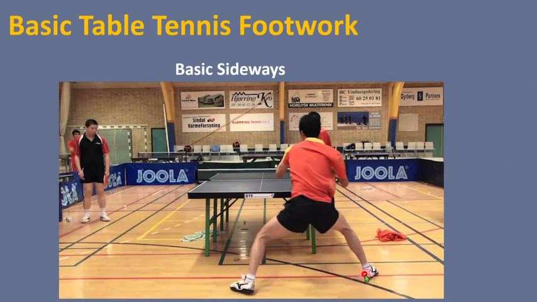The player will just move to the left and move to the right. So this is the basic movement. It is done when you are in ready position and going to hit the ball sideways with a bit of a jump or sidestep, either left or right, in the forehand or backhand stroke. So this is the first basic table tennis footwork, sideways.